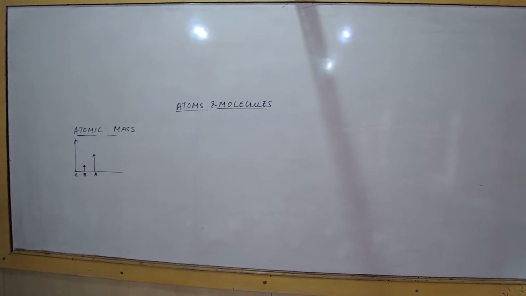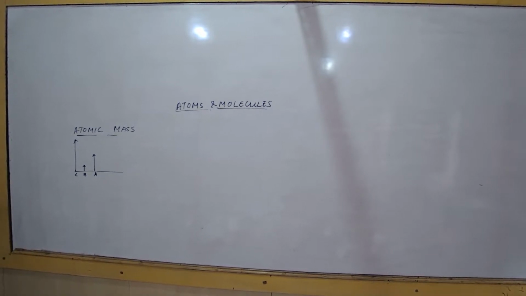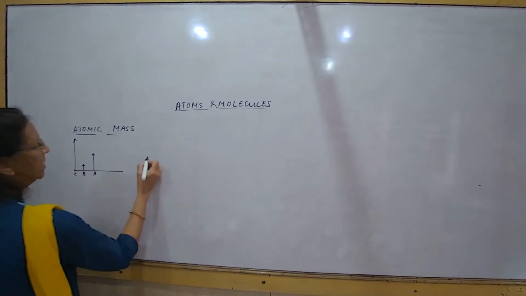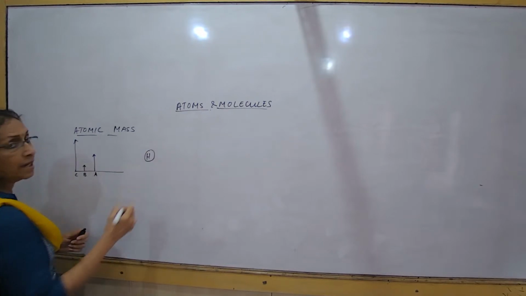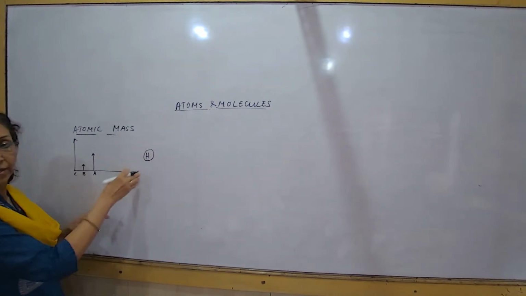It's not possible, because it's very, very small. So what are we doing? We are comparing the atomic masses of various types of substances. So the first thing that you should remember is hydrogen, because it is the lightest element. We always used to compare it with hydrogen.